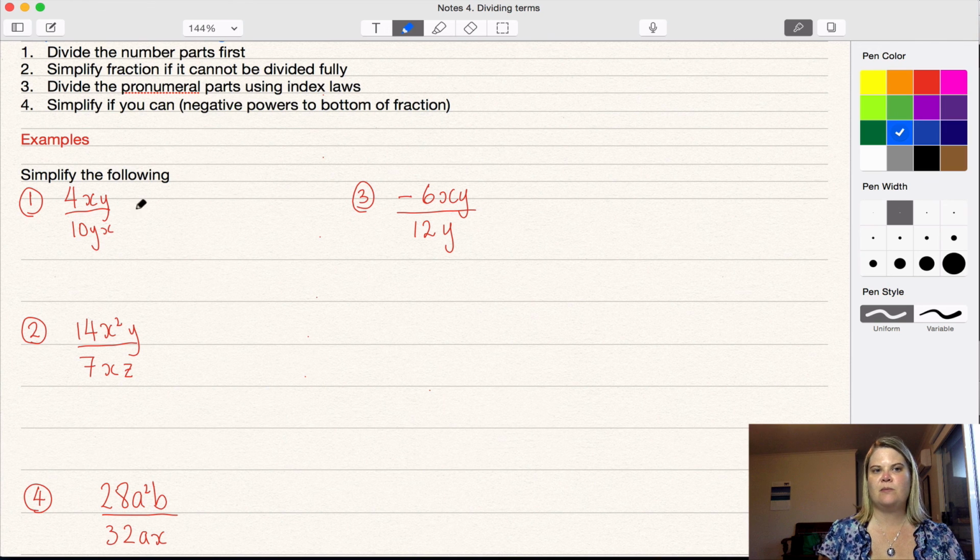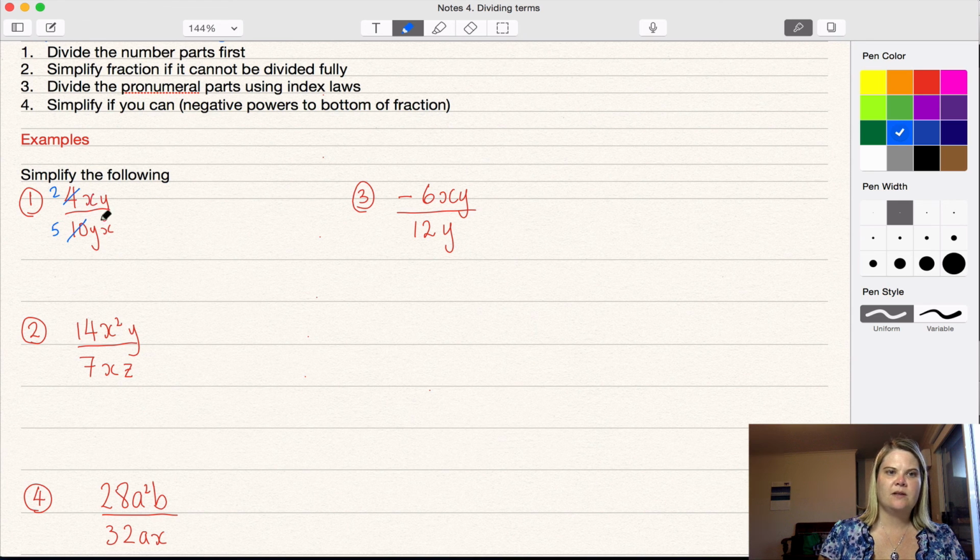Question 1, they all say simplify the following. Question 1 has a 4 and a 10. 4 divided by 10 we can't do in whole numbers, so we need to look at simplifying the fraction. 4 and 10 have common factors of 2. So we can divide 4 by 2 and we get 2. Divide 10 by 2 and we get 5.